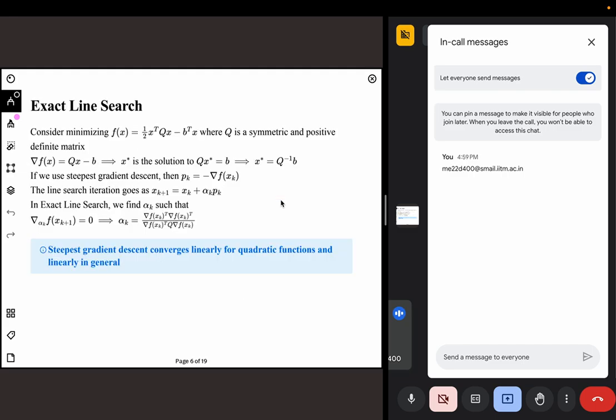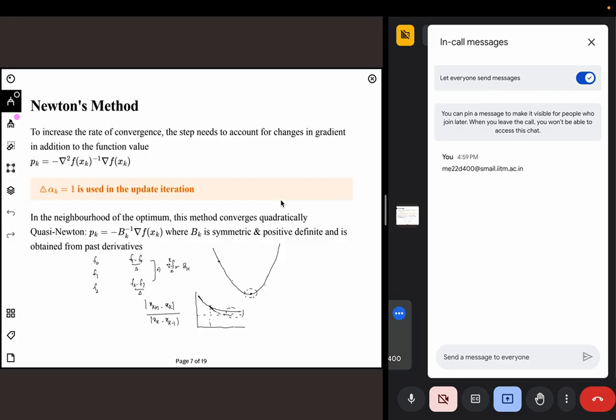And then we looked at something called exact line search, where to determine the step size, we again perform another optimization. So in addition to the original optimization problem, we now have a sub-optimization problem to choose the actual step size such that your f is minimized for that particular step size. And when we use steepest gradient descent with exact line search, it converges quadratically, but otherwise it is actually linear in general.